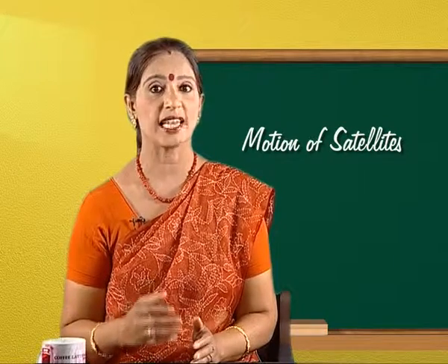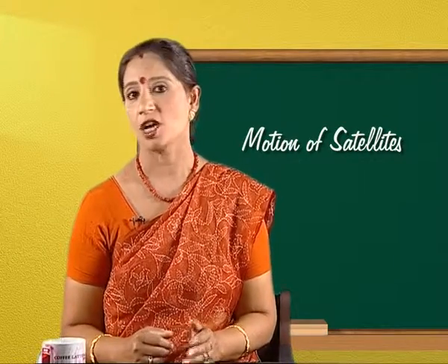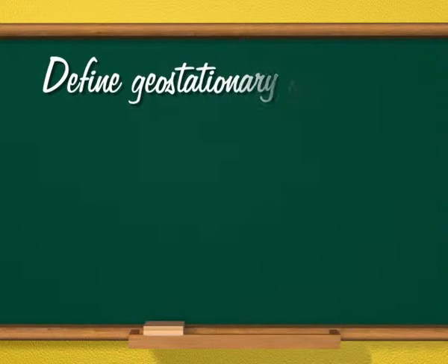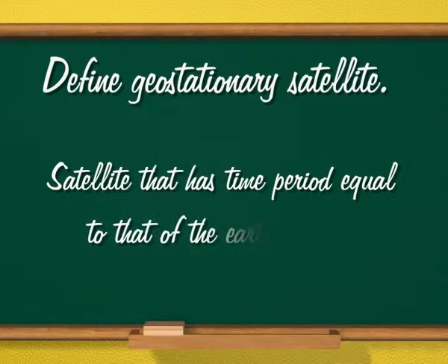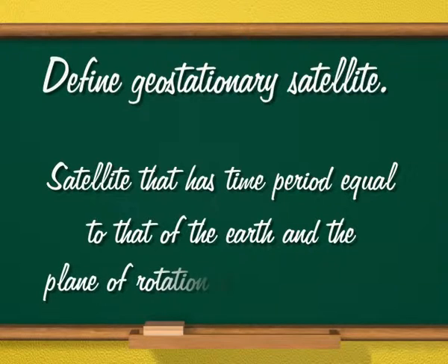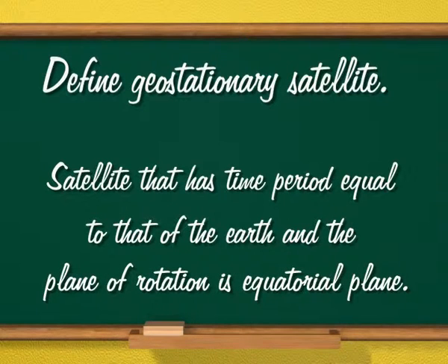Here's a quick test for you to find out how much you have actually learned. My first question is, define a geostationary satellite. The answer to this is, a satellite that has a time period equal to that of the Earth and the plane of rotation is the equatorial plane is called a geostationary satellite.